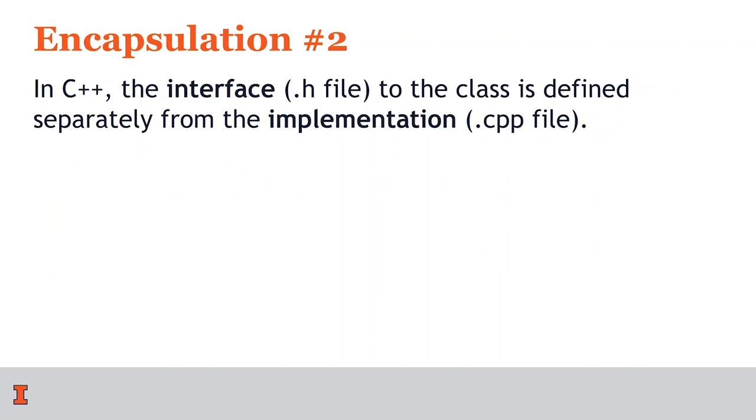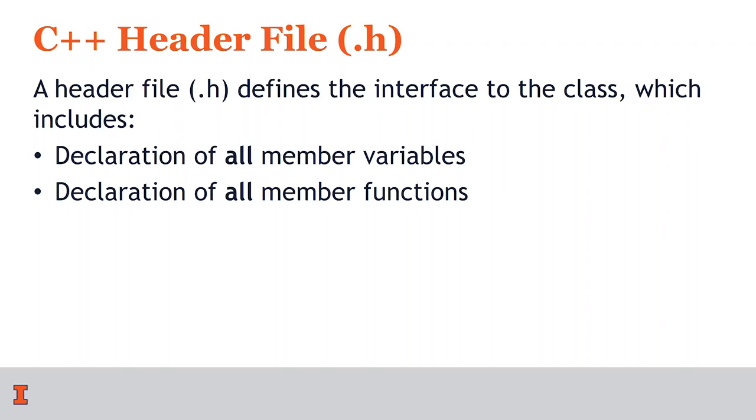The second idea of encapsulation is when we actually write the source code to implement all of this. We're going to write the source code in two separate places. There's going to be a header file which defines the interface to the class, and an implementation file that defines the actual code to run our class. So let's start by taking a look at the header file first. Again, the header file is simply an interface to the class, and it includes the declaration of all of the member variables and the declaration of all of the member functions. But it does not include the implementation of those functions.